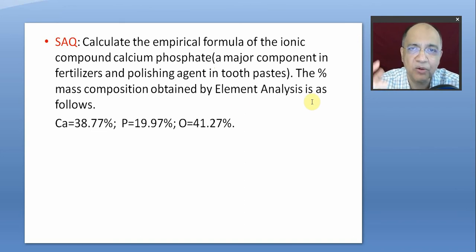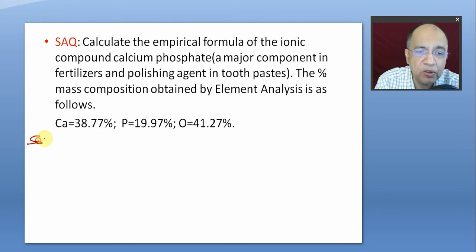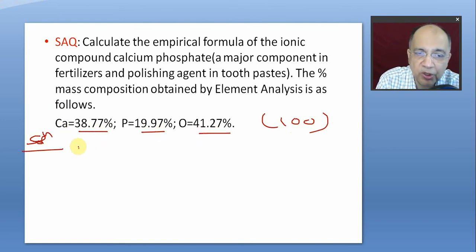There are so many methods to get the mass percent of the different elements present in a compound. So the mass percent in 100 grams, calcium is this much, phosphorus is this much, oxygen is this much. So it's very handy: out of 100 gram total, calcium is this, phosphorus is this and this. So let us calculate the number of moles of atoms in 100 gram.